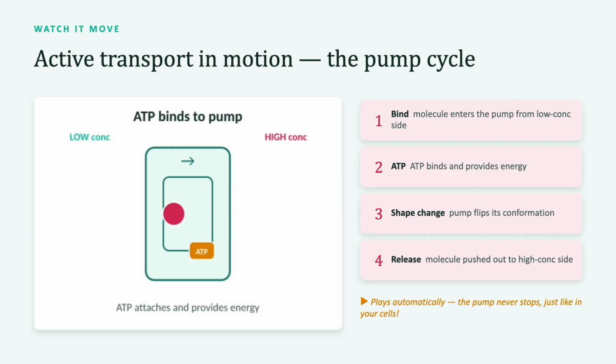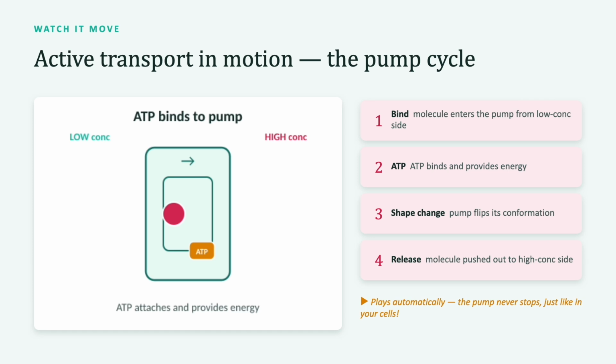Here is the pump cycle in one continuous loop. Watch the molecule enter from the low concentration side, ATP attach and provide energy. The pump changes shape and the molecule gets pushed out to the higher concentration side against the gradient. The pump then resets and does it again thousands of times per second. This is active transport in action.